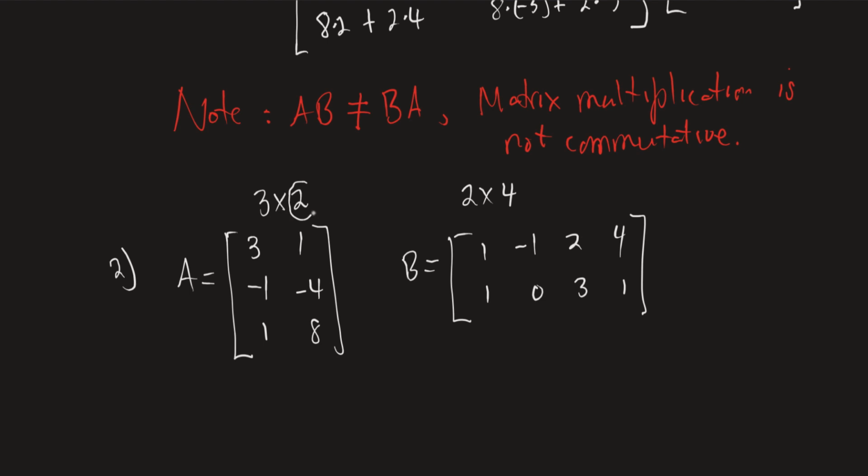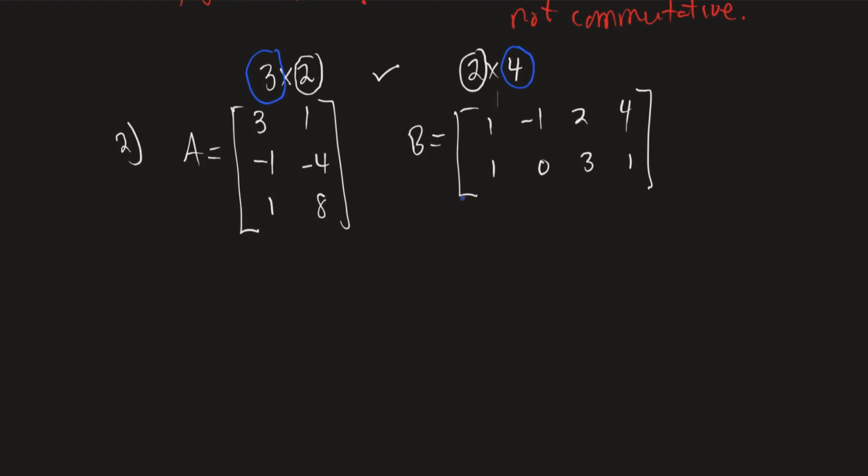And these two numbers tell me that the product is well defined. If I put A first and then multiply B, I can do it. And then my answer is going to be a 3 by 4 matrix. All right, let's see what that looks like.